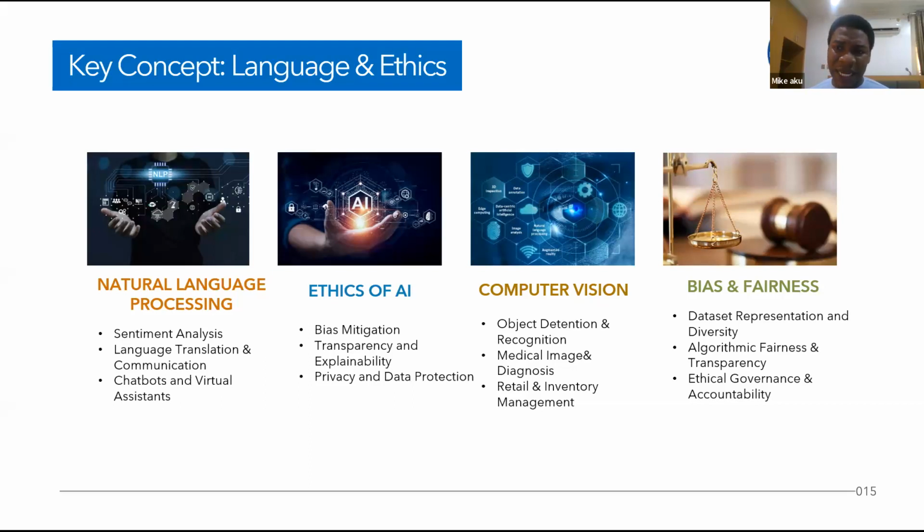What if there's a data imbalance? What if there's a data bias in the training of the AI system? Those are what ethics of AI is trying to address. And then privacy and data protection, and then computer vision, medical image diagnosis, object detection, and the likes. And also, like I mentioned, bias and fairness. These are some terms with respect to artificial intelligence.